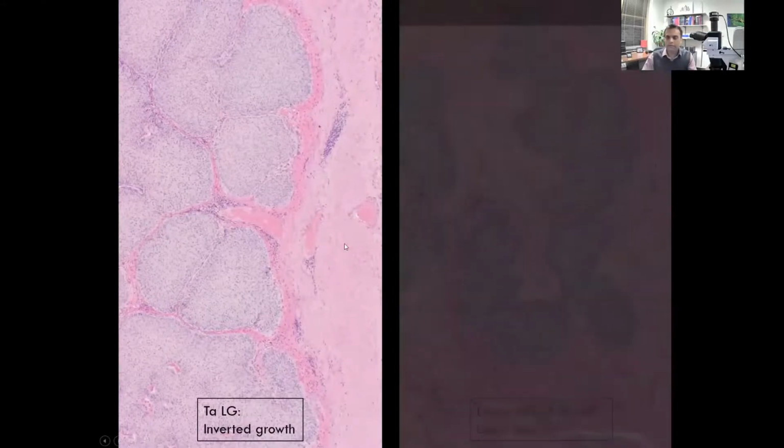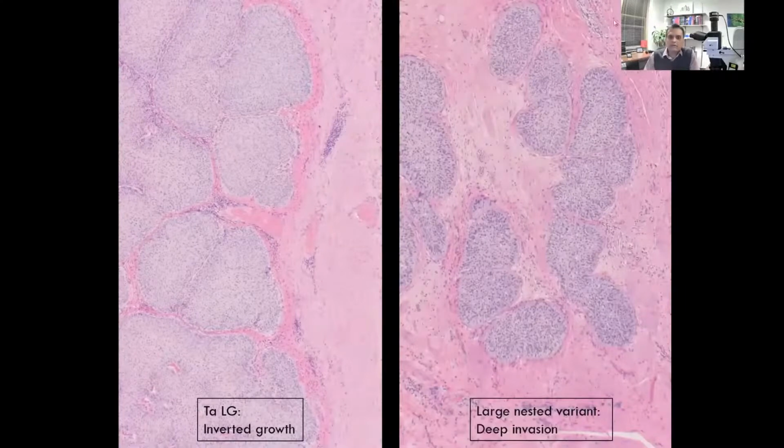and it never penetrates the muscularis propria right here. In contrast, you can see a large nested variant, which has very comparable cytology and also architecture, but you can see clearly that the muscularis propria, the large muscle bundles, are being invaded. So it is key to identify this feature, especially in tangentially cut biopsy specimens, where it's difficult to say whether this is an inverted pattern or whether this is a large nested variant. And this diagnosis is particularly important because the large nested variant, as I said before, despite its very bland cytology, is a very aggressive carcinoma. All right. So let's move on to the micropapillary variant.